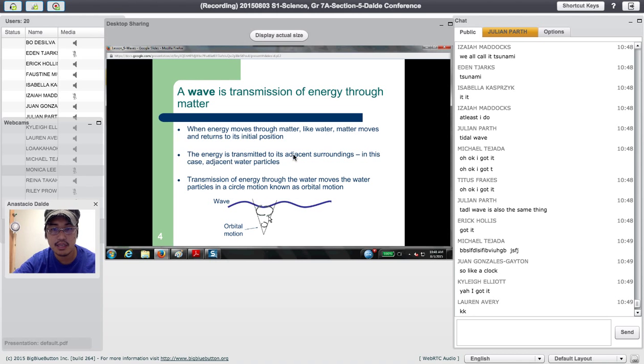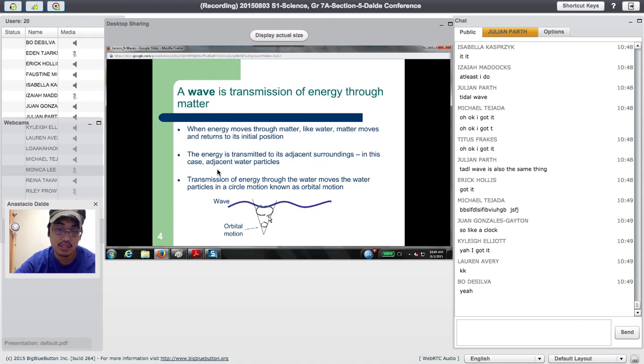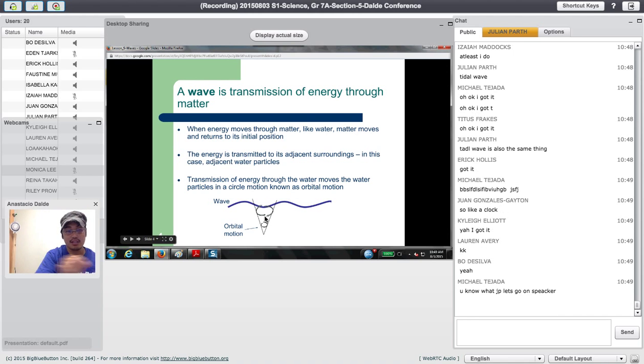The energy is transmitted to its adjacent surroundings, in this case to adjacent water particles. Transmission of energy through matter or through water moves the water particles in a circular motion known as orbital motion. So actually, when I ask you, does the water move right and left? It kind of does, but not really. It moves a little bit right and left. It kind of just moves in a small little circle. So the sand particles will move kind of in a circle like this. So yes, I guess it moves a little bit right and left, but essentially, it comes back to its original spot. And I think that's an important concept for me to try to teach you. Does that make sense?